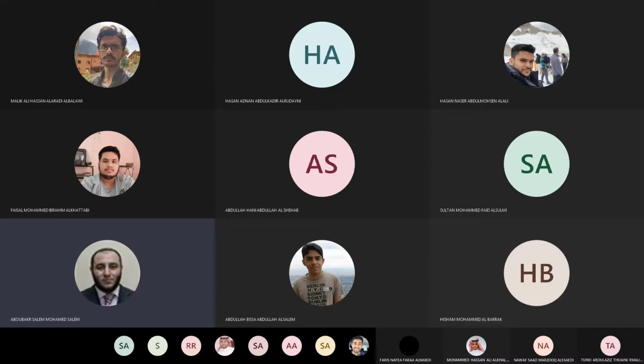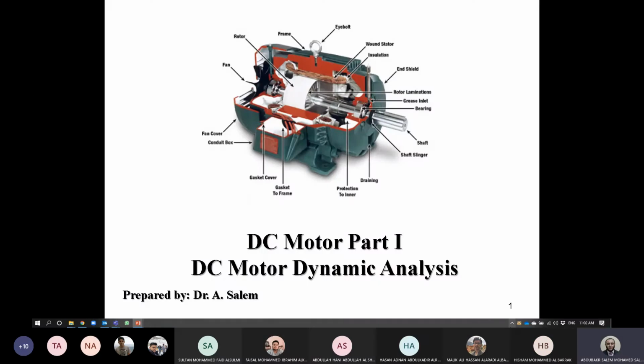A new topic, which is DC motor. Of course, all of you are familiar with DC motors. However, we will cover something different to what you have already learned before. We will start today with the DC motor dynamic analysis.